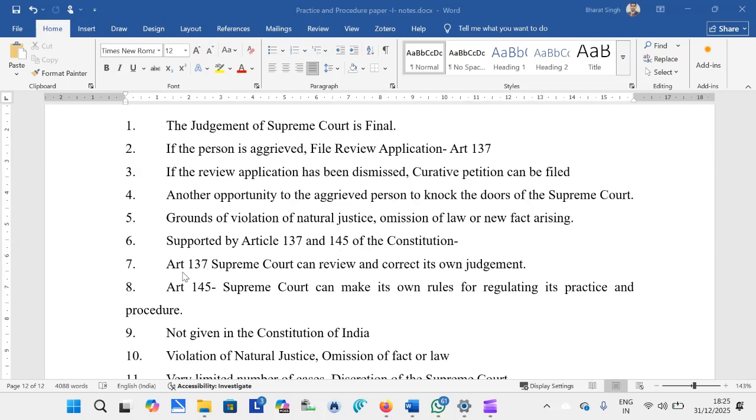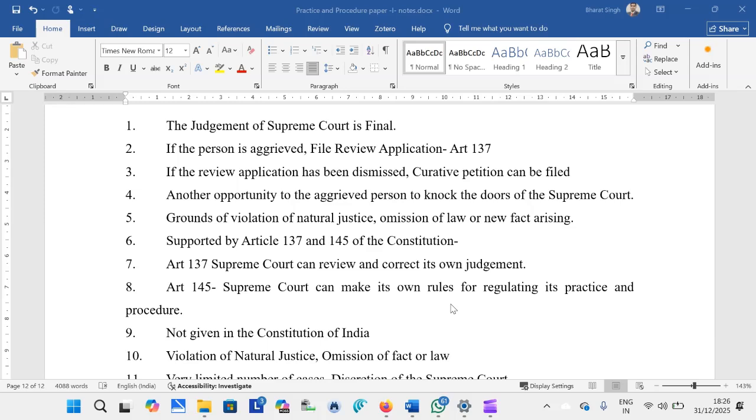Now, let's understand what Article 137 is. Article 137 provides that the Supreme Court can review and correct its own judgment. We know that these are not powers that are generally available before the lower courts, in fact, even before the High Court. However, additionally, Article 145 provides that the Supreme Court can make its own rules regarding practice and procedure.